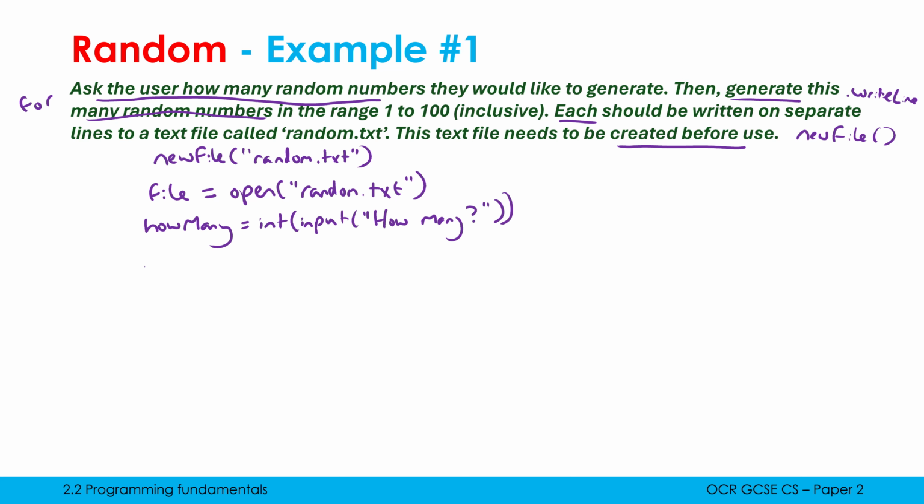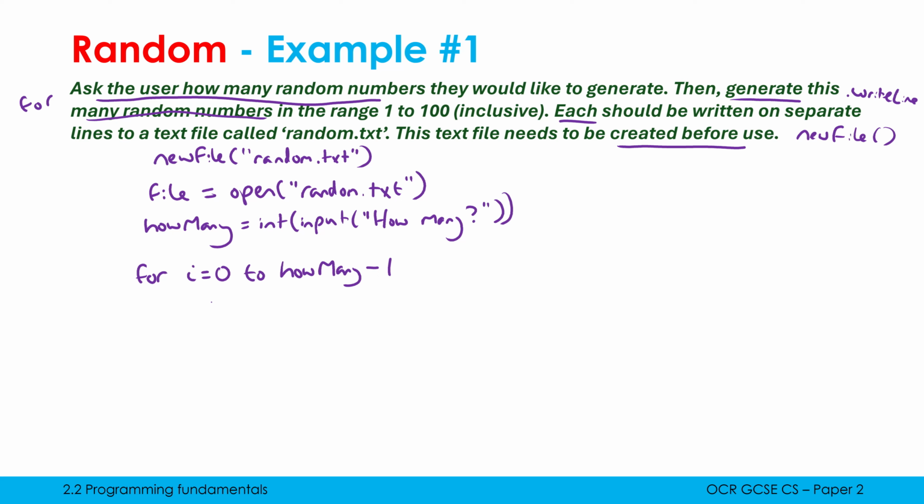So I need to use a for loop, which is going to repeat however many times the user typed in. So let's go for i equals 0 to, and I need to use how many in this to determine how many times this for loop is going to loop. But I need to subtract 1 if I chose to start at 0. If I chose to start at 1, I could just go to how many. I'm starting at 0, I need to subtract 1 because I would get how many times in total doing it like this.